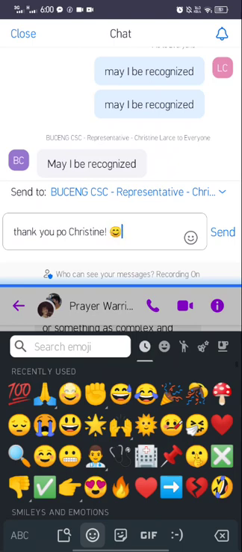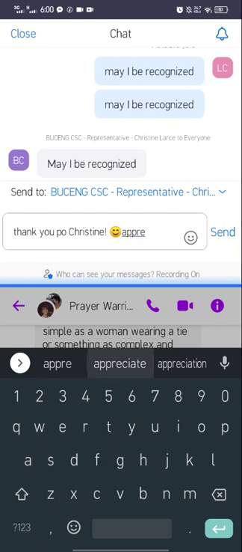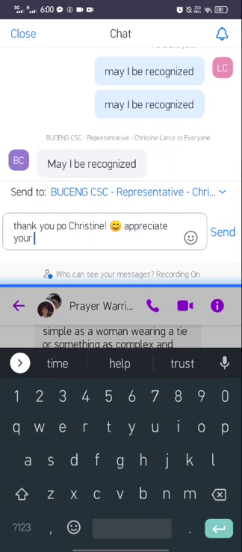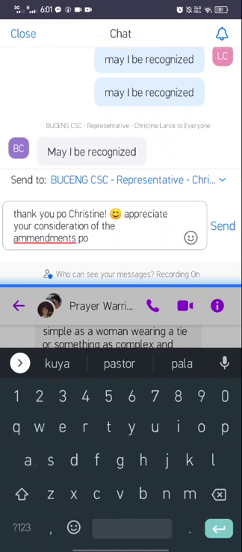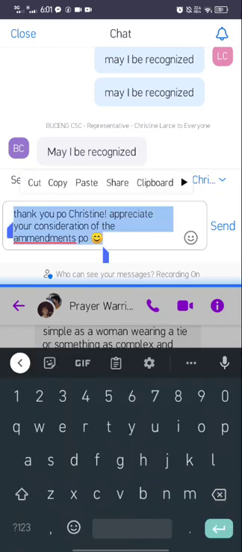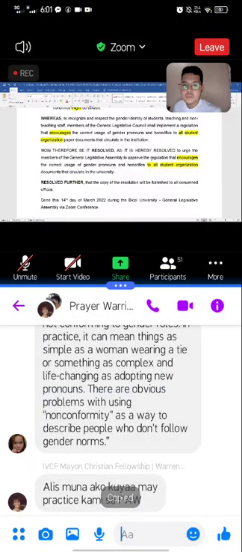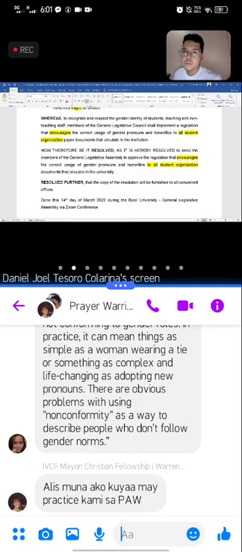For the first resolve clause, Chair, it should be in line with the title. There are already two premises here. The first one is to urge the members of the General Legislative Assembly to approve. I think it is not necessary to state this in the resolve part. Therefore, Mr. Chair, I would like to amend this as follows: now therefore be it resolved, as it is hereby resolved, to encourage the students of Bicol University for the correct usage of gender pronouns and honorifics to all student organization documents that circulate in the university.